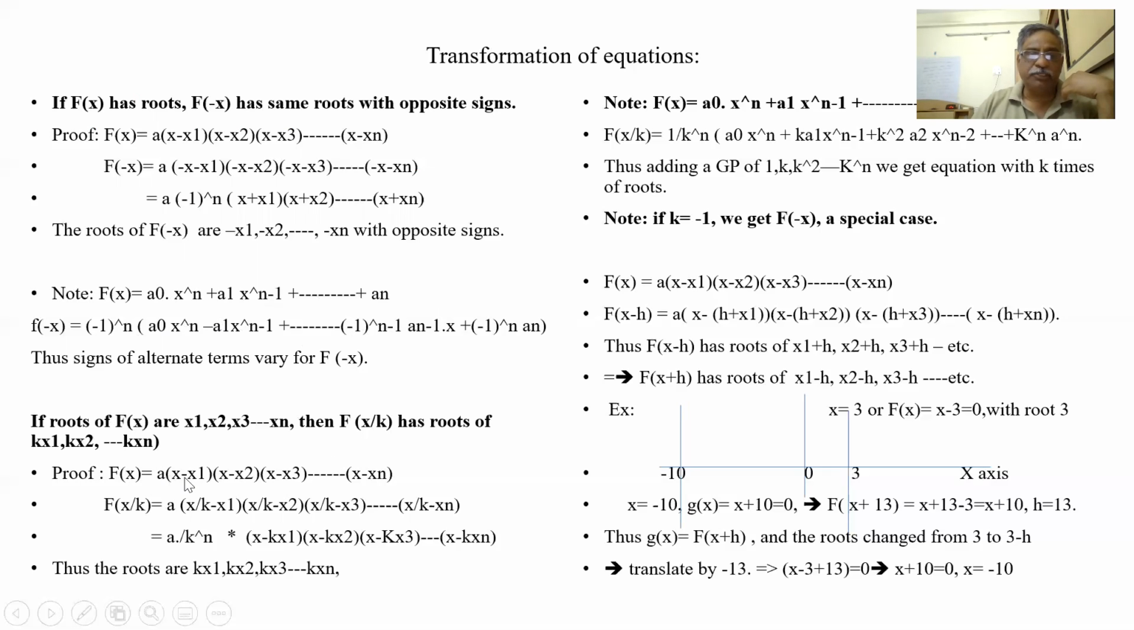Suppose in place of x I put x by k. So x by k minus x1 into x by k minus x2 into x by k minus x3. If I do LCM, x minus kx1, x minus kx2, x minus kx3 like that, divided by k to the power of n. What is the root of this? x is equal to kx1 is the root, kx2 is the root, kx3 is the root. If x is kx1, this becomes 0. That means f of x is 0. If x is kx3, this becomes 0, f of x is 0. So roots have been multiplied by k. So whenever I want an equation of roots multiplied by k, I have to replace x by x by k.